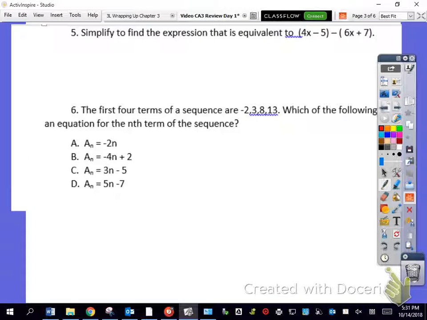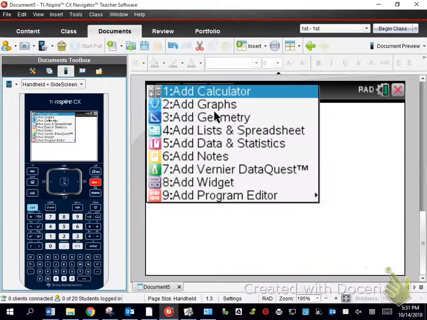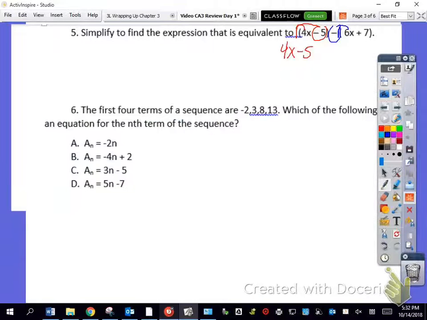On number 5, you want to simplify. Remember, when there's a number in front of the variable, you're going to multiply. 1 times 4 is 4x. 1 times a negative 5 is a negative 5. And then on this one, you actually have a negative 1 parentheses 6. If you forgot, you can do Control Doc, calculator, negative 1 parentheses 6, enter. That's negative 6. So negative 6x, and then negative 1 times 7 is negative 7.